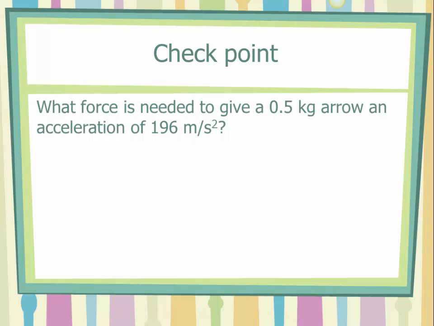So another checkpoint here. What force is needed to give a 0.5 kilogram arrow an acceleration of 196 meters per second squared? So we start with our equation, F equals ma. Now we just punch in for mass. We're given that it's 0.5 kilograms, so we punch that in for m. We're given that acceleration is 196 meters per second squared. Punch that in, do the multiplication, and you get that force is 98 newtons. Because remember, newtons is kilograms times meters per second squared. We just replace all that with that in.